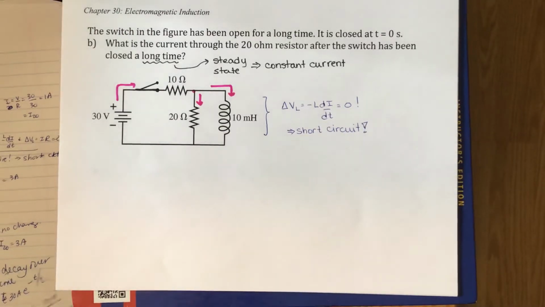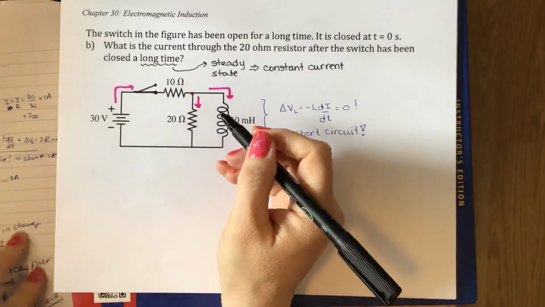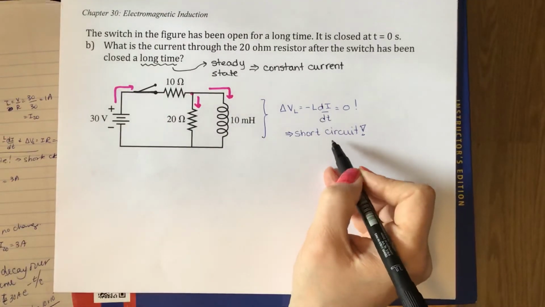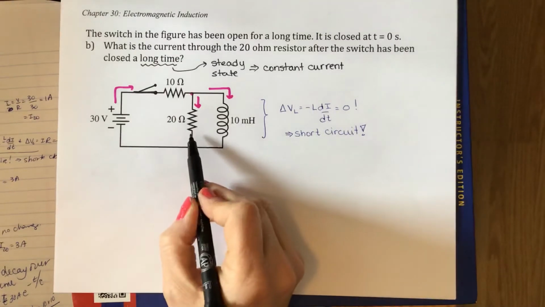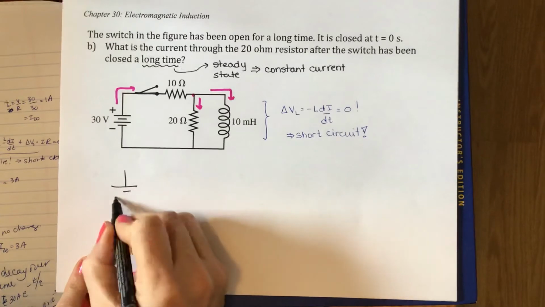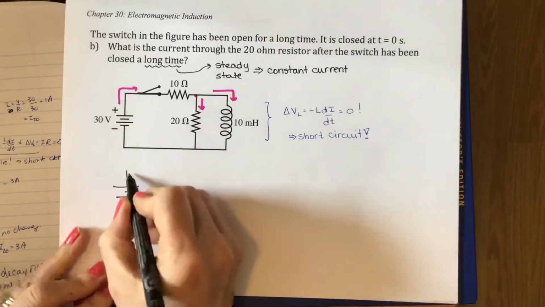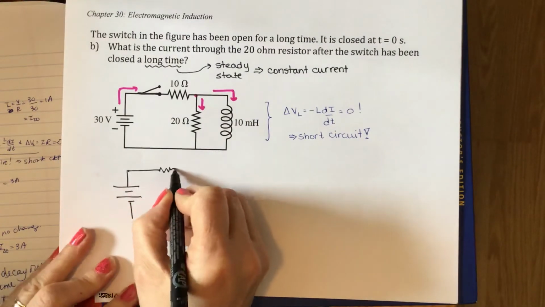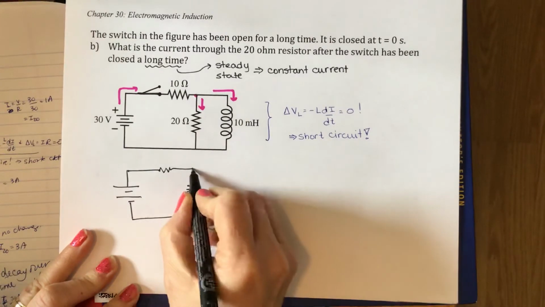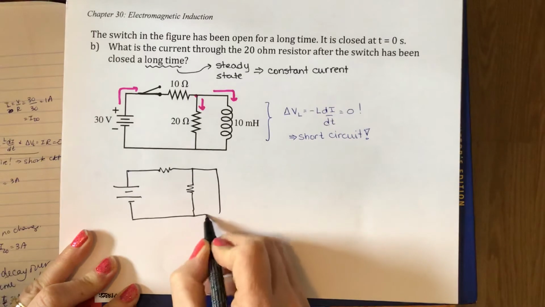So let's redraw that circuit just to see if that can help us get an idea of what's going on here. Sometimes these things can be a little bit difficult to visualize. So there's the 10 ohm, there's the 20 ohm, and here's a piece of wire.